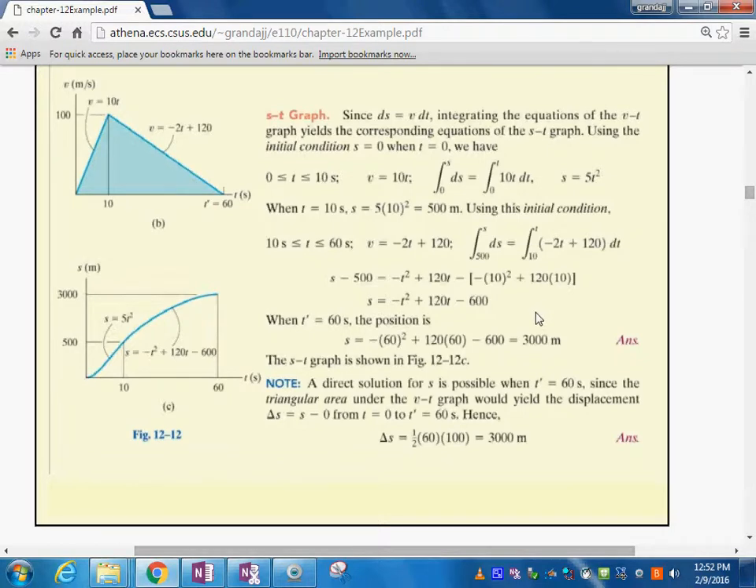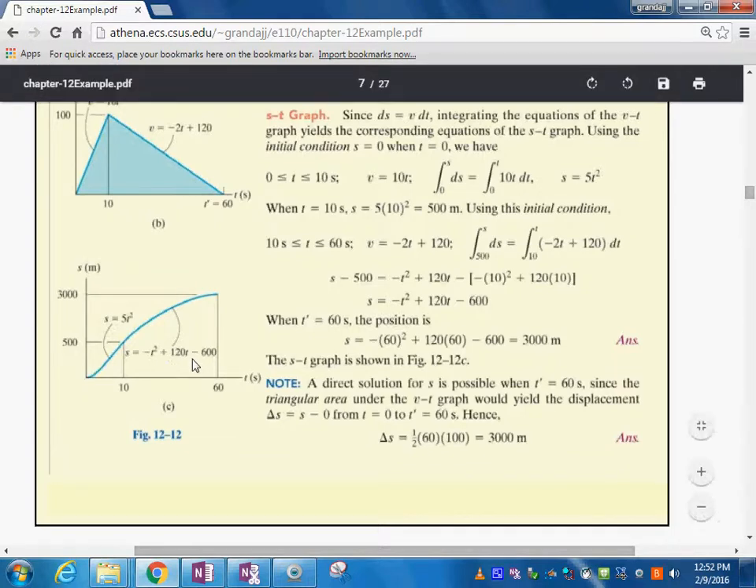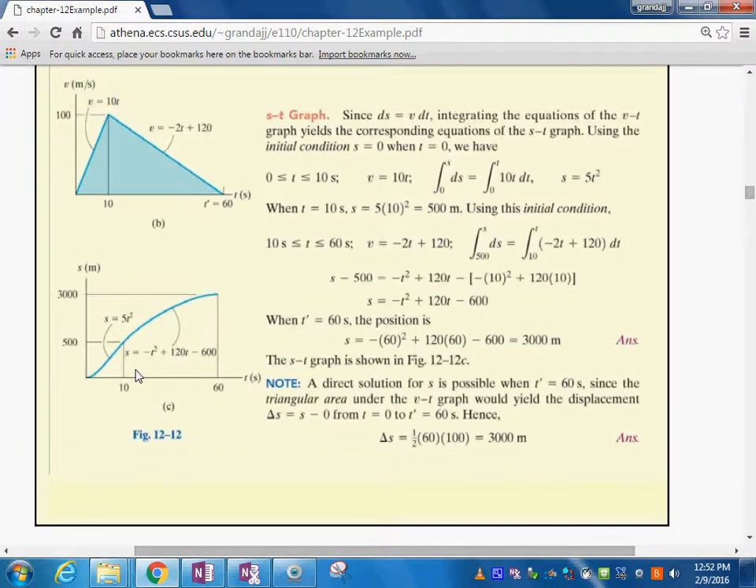So it says, note the direct solution for s is possible when t prime is 60 seconds, since the triangular area under the v-t graph would yield a displacement delta s from t equals 0 to t star. And so delta s would be 1/2 of 60 plus, so this is 3,000 meters.